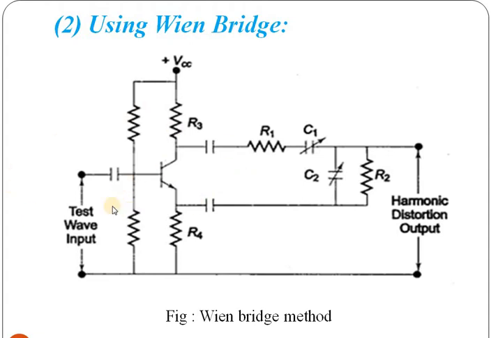Here we have the transistor, which is the active element, with the resistor R3 at the collector, which is connected to the power supply source VCC, and the resistor R4 connected to the emitter terminal, which is connected to the ground terminal. We connect some biasing resistors, and through the capacitor the test wave input is connected to the biasing resistor. Through this, we apply the test wave input to the base of the transistor.